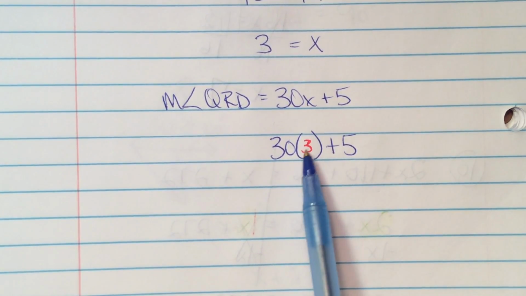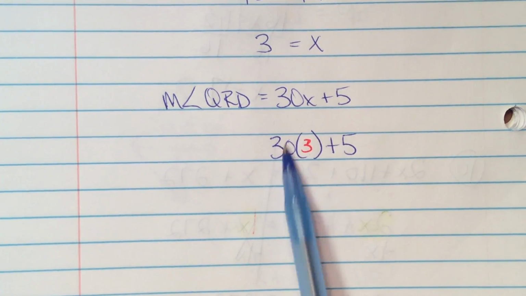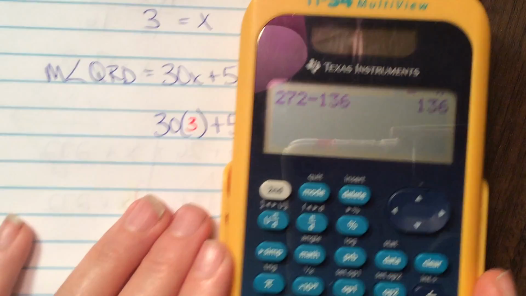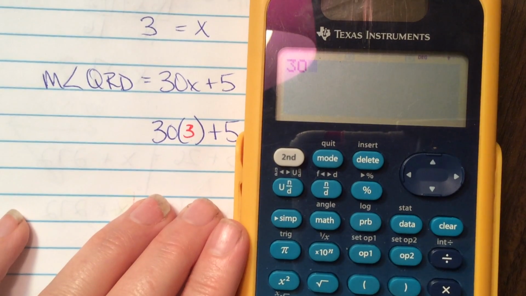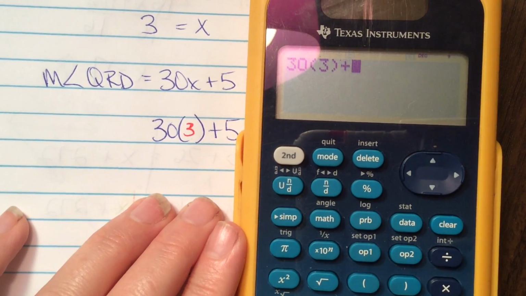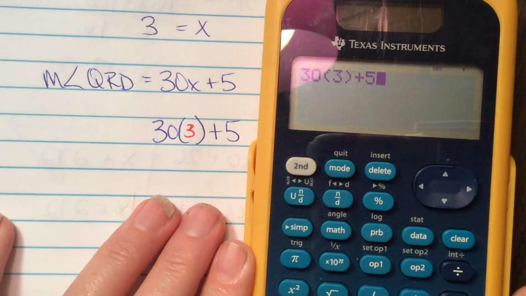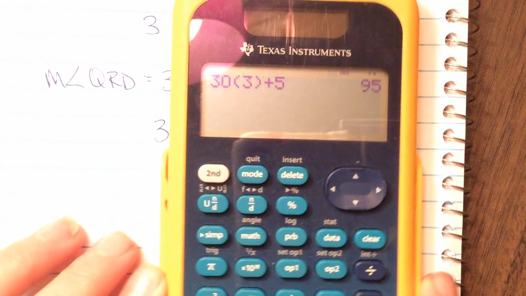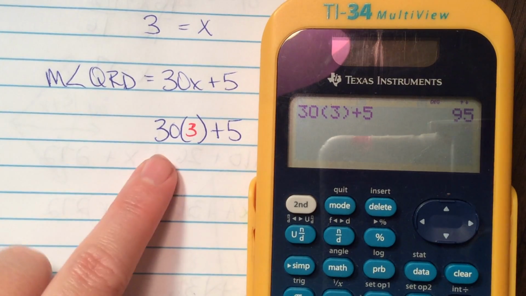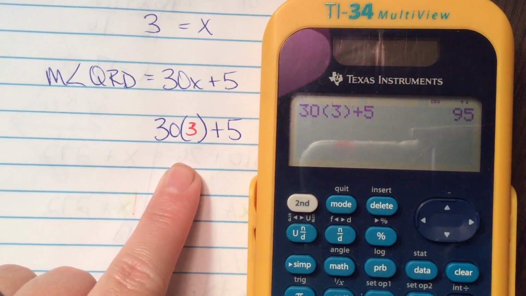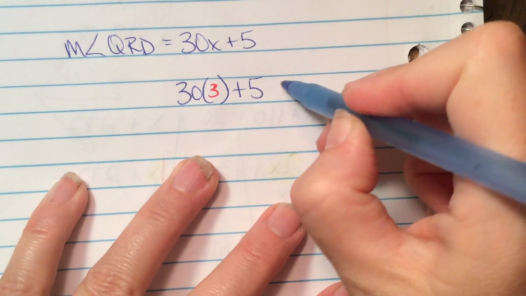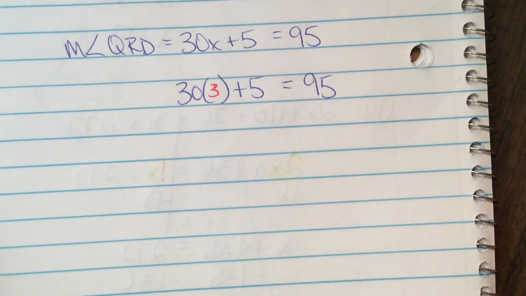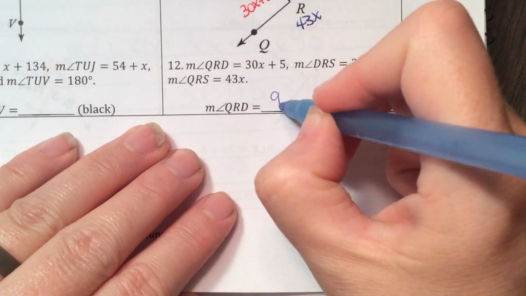So everywhere there's an x, I'm going to plug in 3. It just so happens there's only one x. So in my calculator, I'm going to put it in exactly the way I have it there. So 30 parenthesis 3 plus 5. I'm not going to do anything different. Then I hit enter, and it tells me it's 95. So take a look at, it's exactly the same way. And 95 equals 95. And I'm going to write it on my paper. Equals 95.